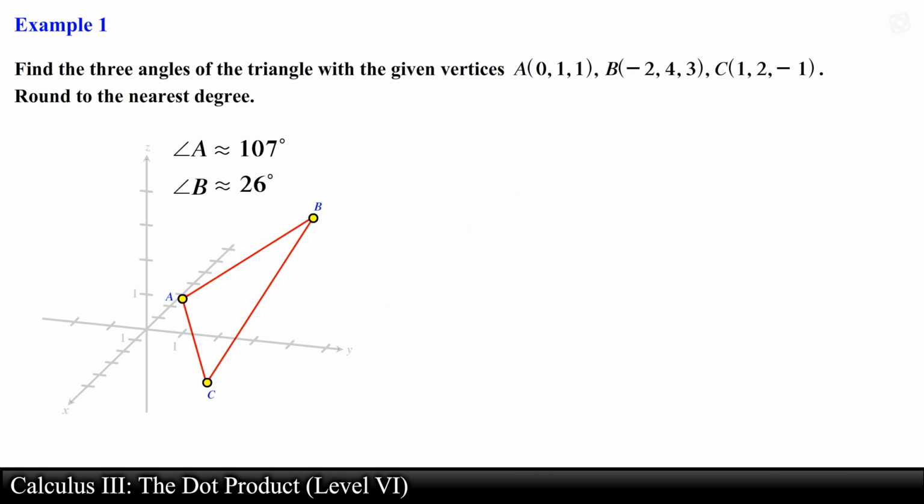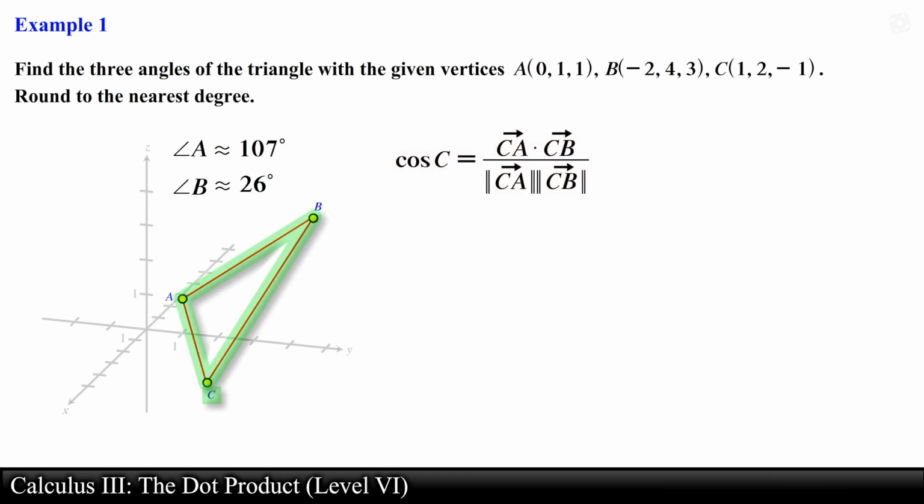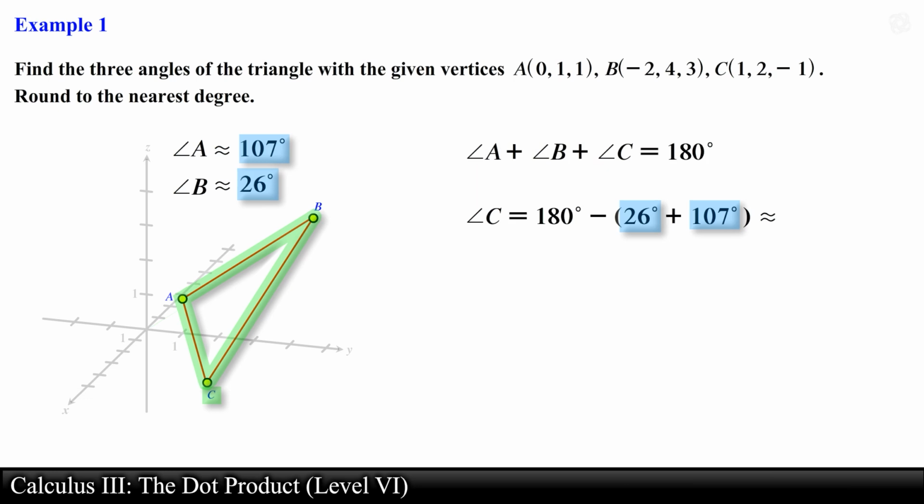Now all that is left to do is to find angle C. We can go ahead and use the geometric definition of the dot product once more, or we can just use the geometric properties of triangles. Recall that the sum of the interior angles of a triangle add to 180 degrees. With this fact, we can go ahead and add the value of angle A and angle B and subtract it from 180 degrees to get the value of angle C. Doing that, we obtain 47 degrees for angle C. Alright, let's try the next example.